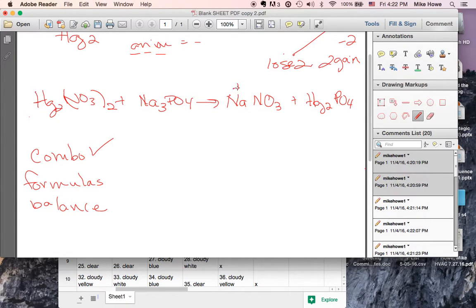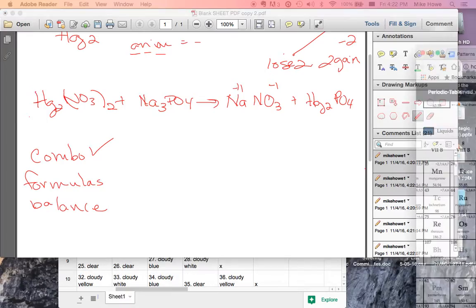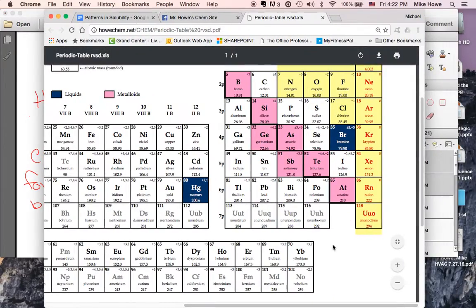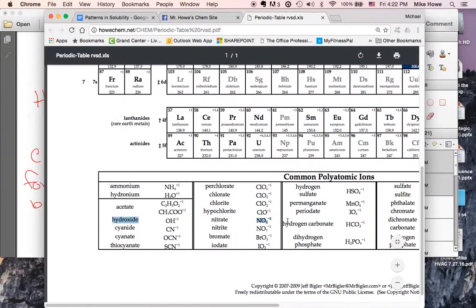You look at your periodic table, do what it takes to know that sodium's +1. It has 1 valence electron, so it's going to lose 1 electron. You might just remember it from the last video. Nitrate's -1. Look at the periodic table down at the bottom of the table. Do you remember what I'm talking about? Looking at nitrate, you go over here, you come down to the bottom, look at the polyatomic ions. There it is, nitrate, NO3 -1. I don't know why hydroxide is highlighting. Ignore this over here. Nitrate -1, NO3.